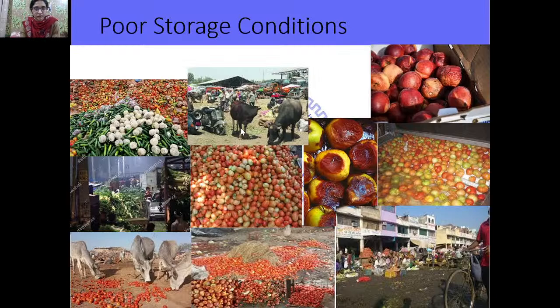In this slide you can see the poor conditions of storage, how they are being heaped in the open area, the animals are grazing over there, they're shriveled, and the untidy places you are keeping them, the moisture is there. So these are the storage conditions which need to be avoided at every cost to reduce the post-harvest losses.